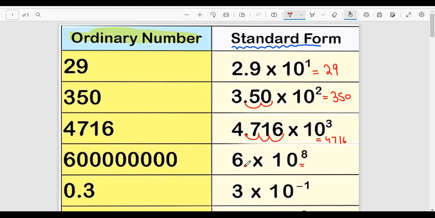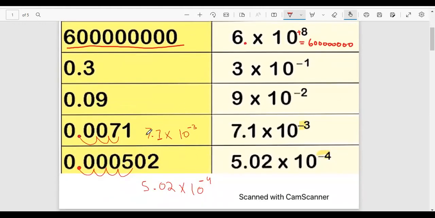When I will move this decimal 8 units to the right, because it's positive 8, so it would become 6 with 8 zeros. 1, 2, 3, 4, 5, 6, 7, 8. Okay, it would become basically this number. Okay. So this is how we work in standard forms whenever we have positive powers. Okay. Now when we have negative power, just know the decimal is right here.